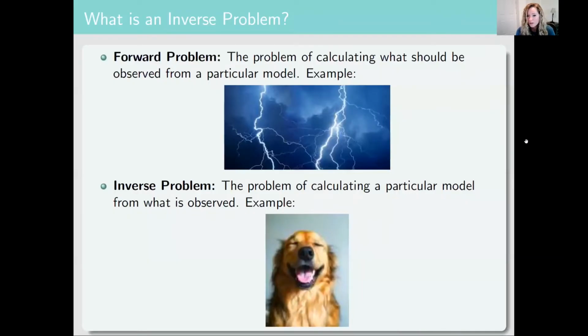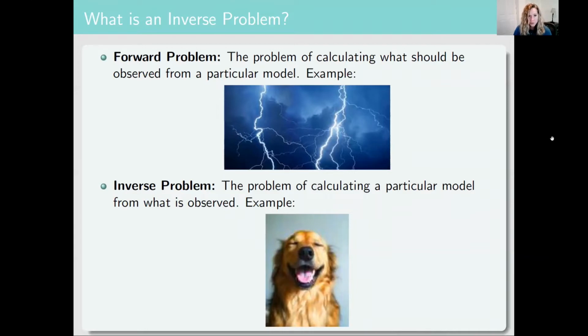So, first of all, what is an inverse problem? Oftentimes we'll talk about the forward problem and the inverse problem. The forward problem is the problem of calculating what should be observed from a particular model. An example of this would be we observe lightning and then we expect to hear some thunder. Now, the inverse problem tends to be a little bit more difficult to solve. The inverse problem is the problem of calculating a particular model from what is observed.